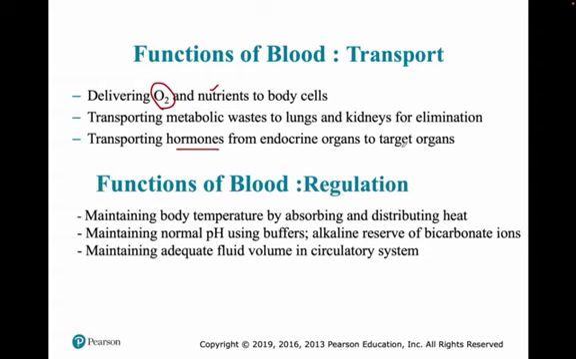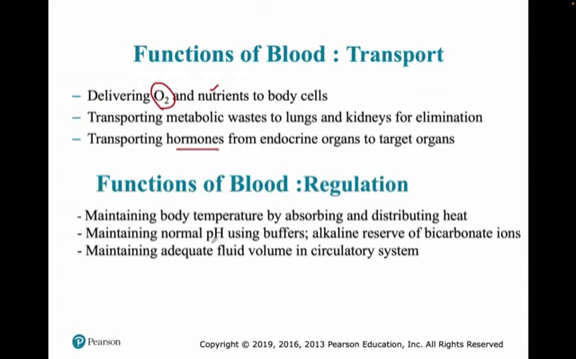What kind of regulation does it do? It regulates, first of all, temperature. If you remember the homeostasis mechanism, by absorbing and distributing heat. So for example, when we are feeling hot or we are feeling cold, our blood vessels either dilate or constrict. With the help of that, we can control our body temperature.